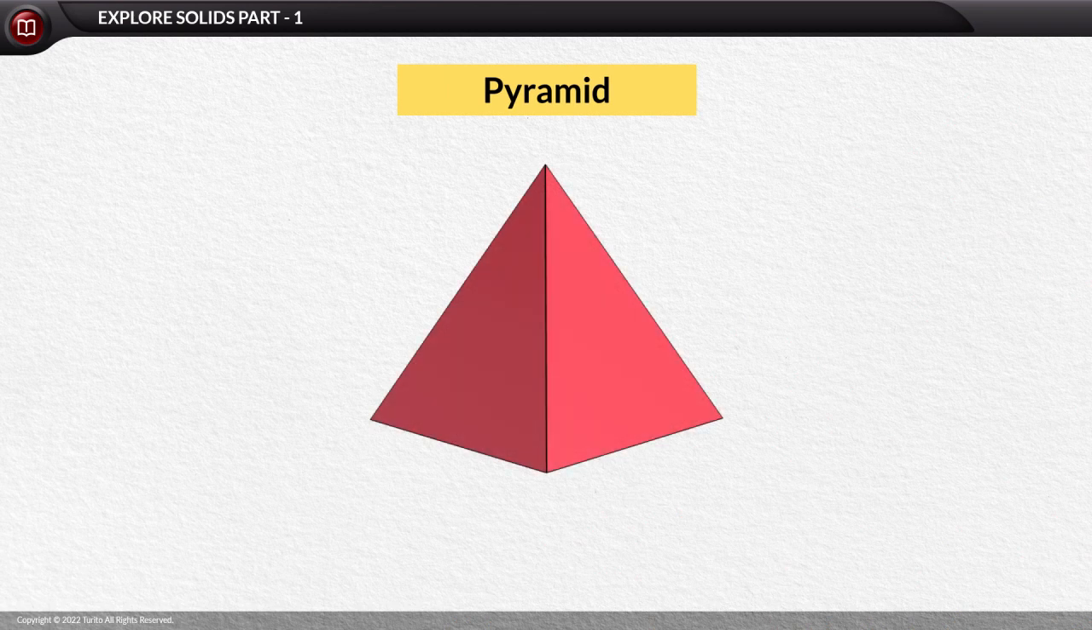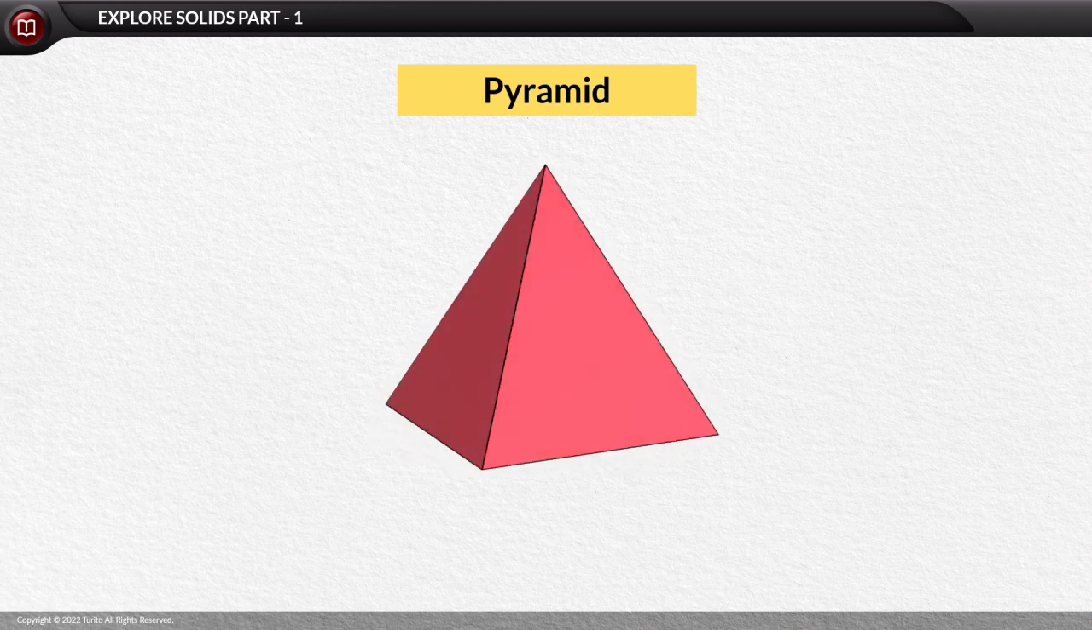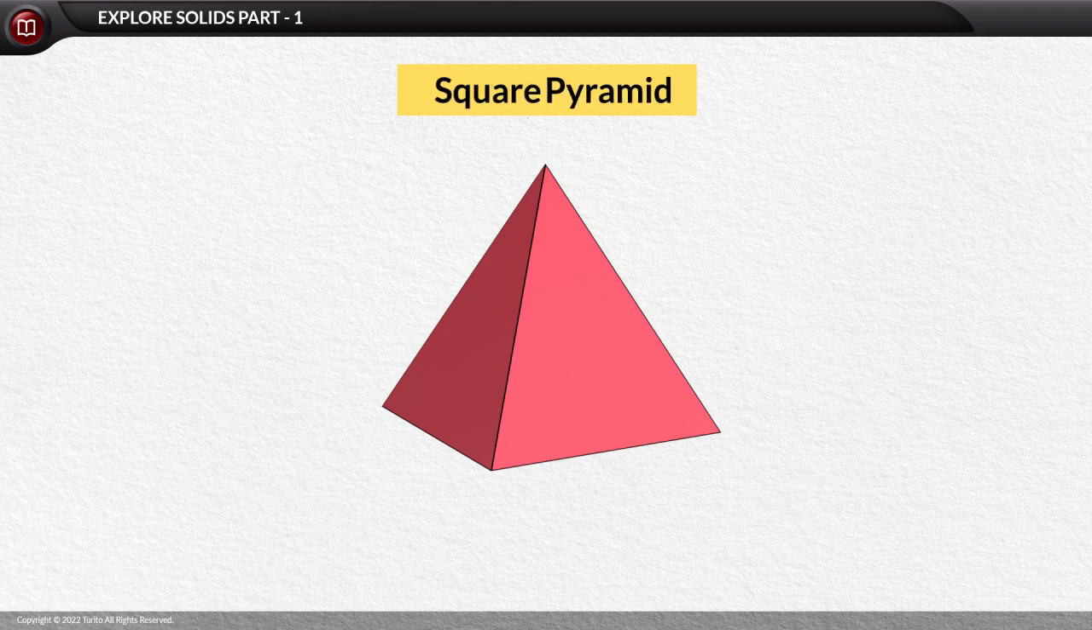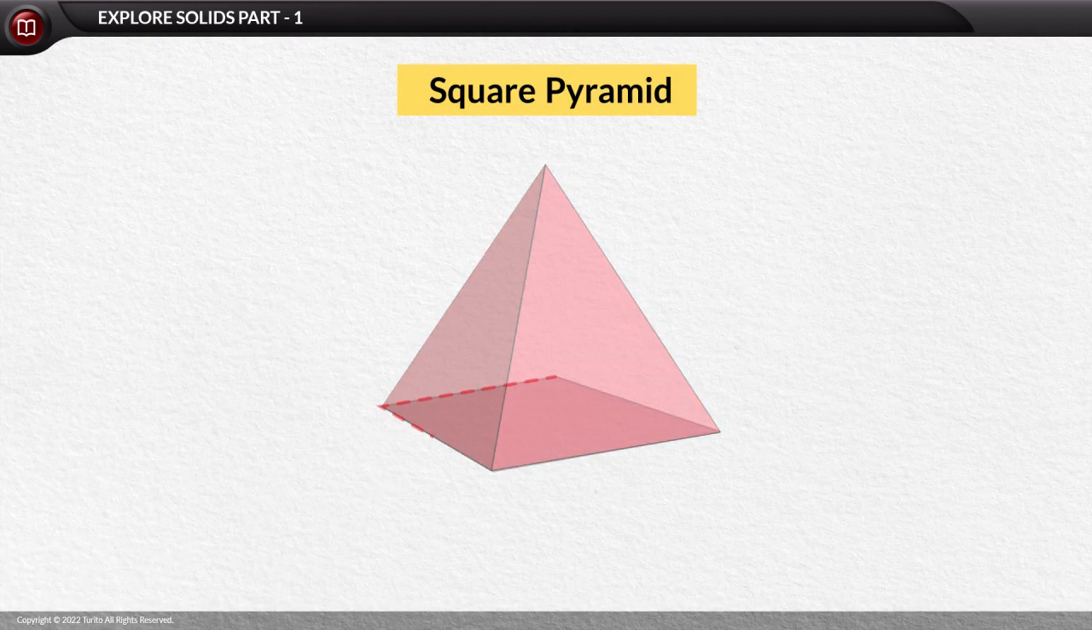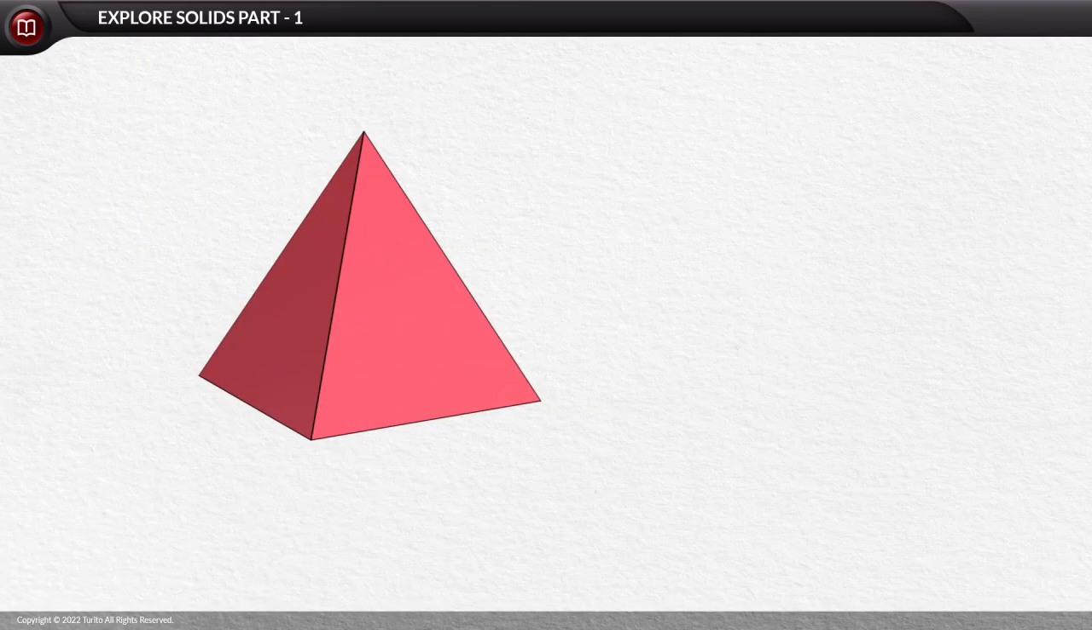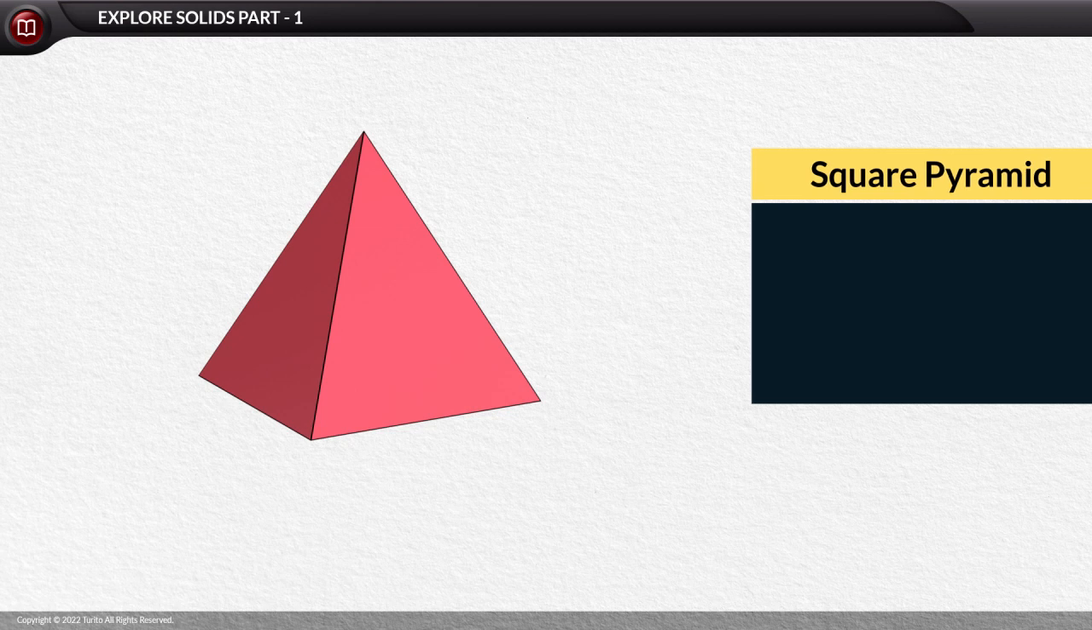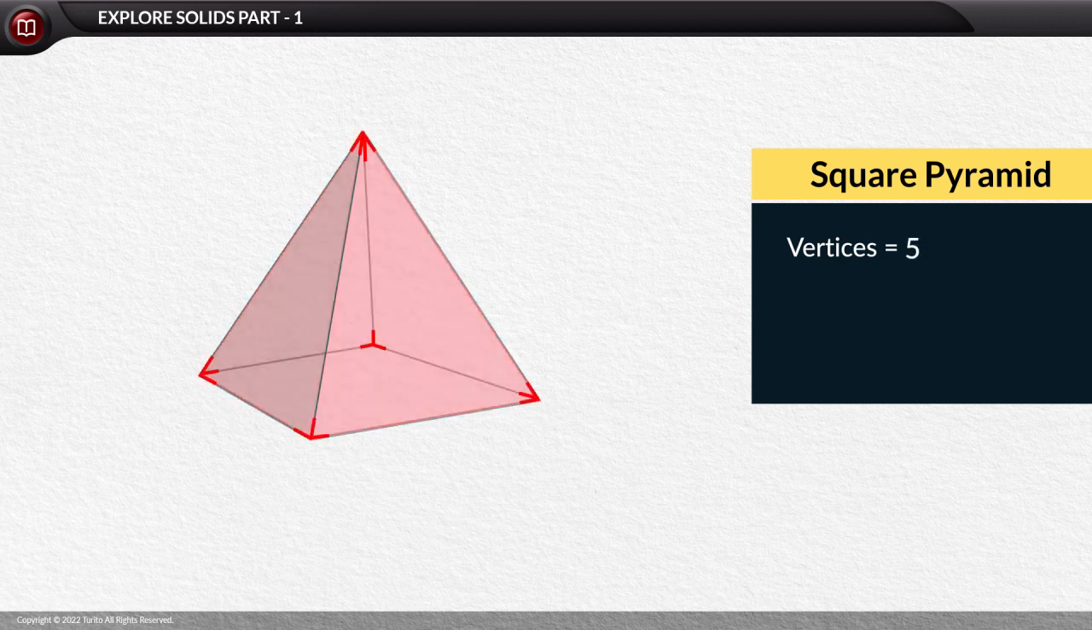In the same way, let's find the vertices, edges, and faces of the pyramid. Consider the square pyramid shown. Why is it called a square pyramid? Because its base is a square. From the figure, can you tell how many vertices a square pyramid has? Square pyramid has 5 vertices, as shown.